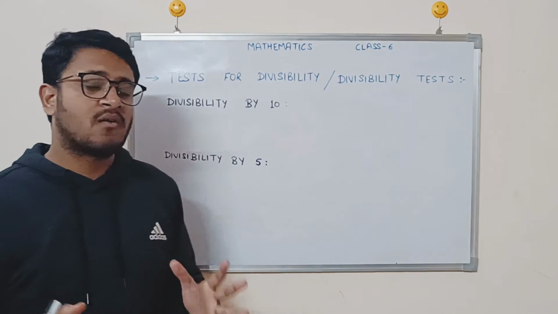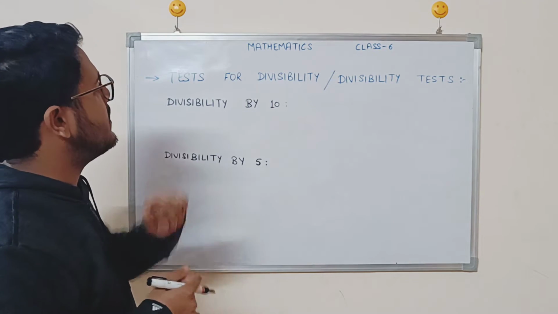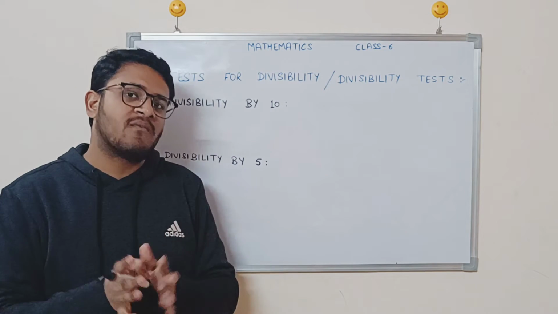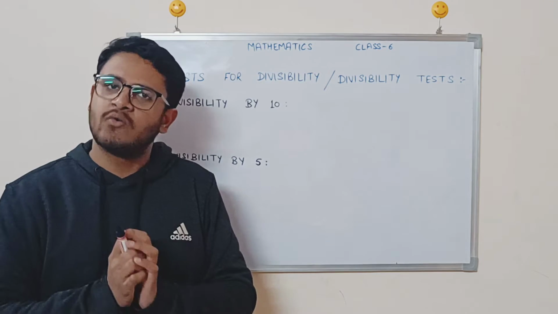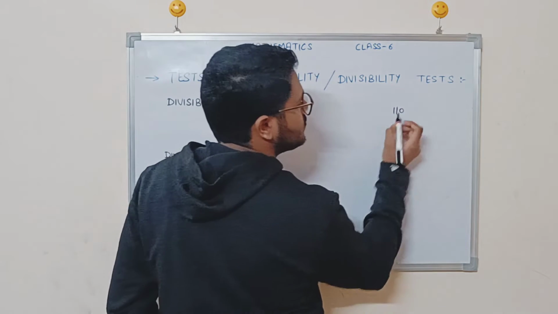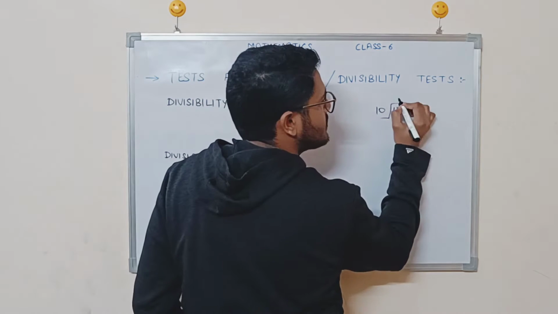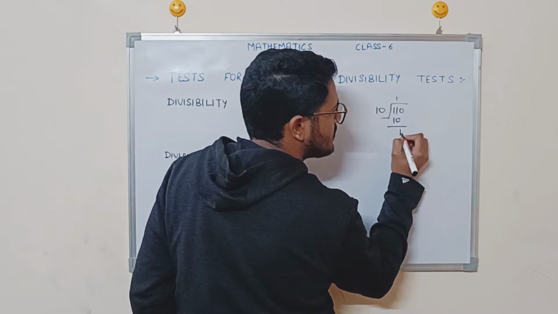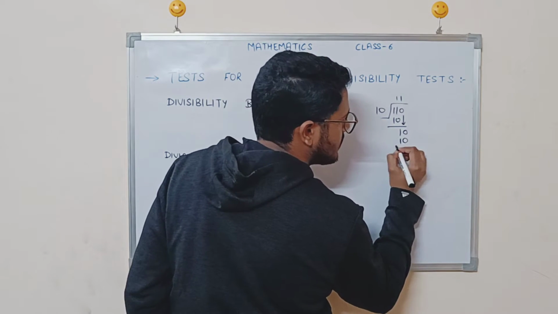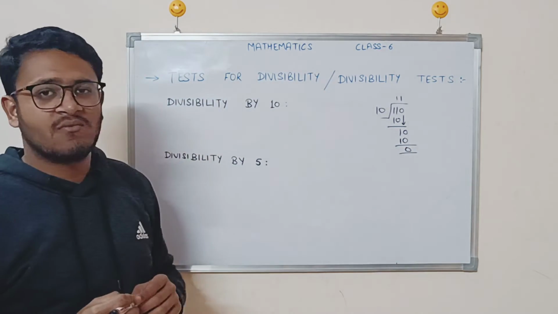So let's try to understand what the tests for divisibility are. First of all, let's talk about divisibility by 10. In this test, we will try to understand how to determine whether a number is divisible by 10 or not. Let's say we have the number 110. I need to check whether this number is divisible by 10 or not. I will divide this by 10, right? 10 ones are 10, remaining 1, then I have 10, 10 ones are 10, and the remainder is 0. So the remainder is 0, so I can say that this number is divisible by 10.